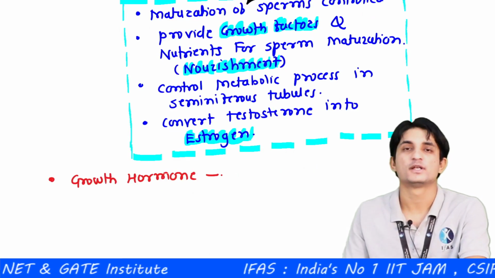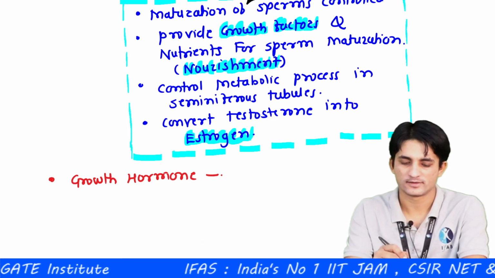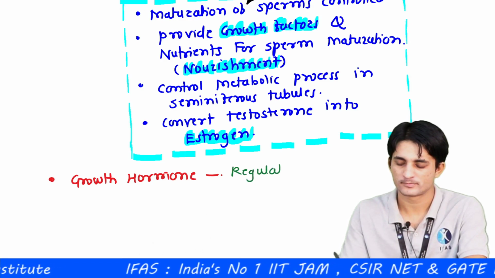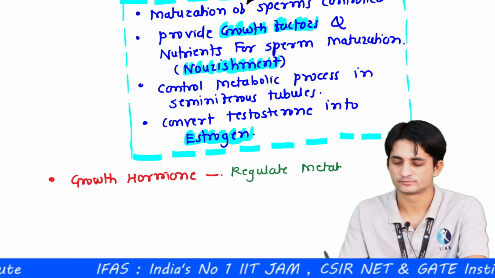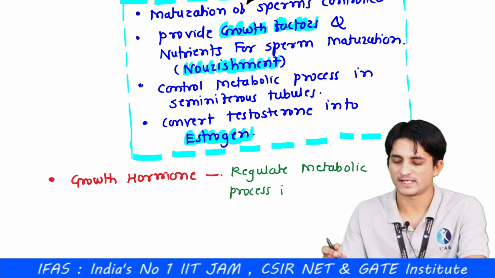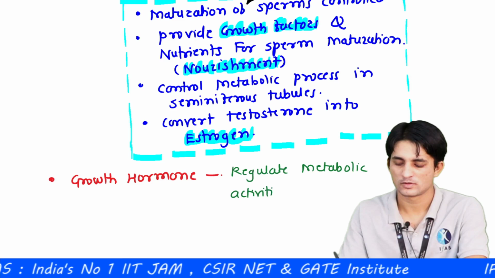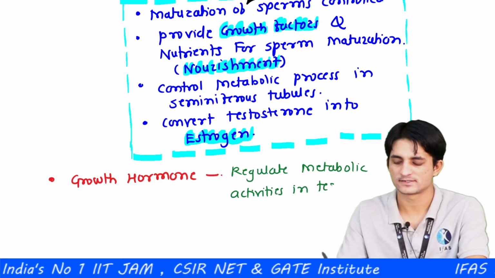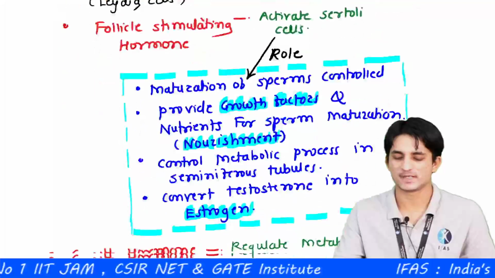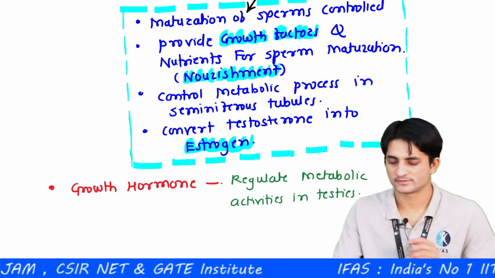And growth hormone also regulates metabolic processes or metabolic activities in testes. So these are the hormones that are responsible for the sperm maturation.